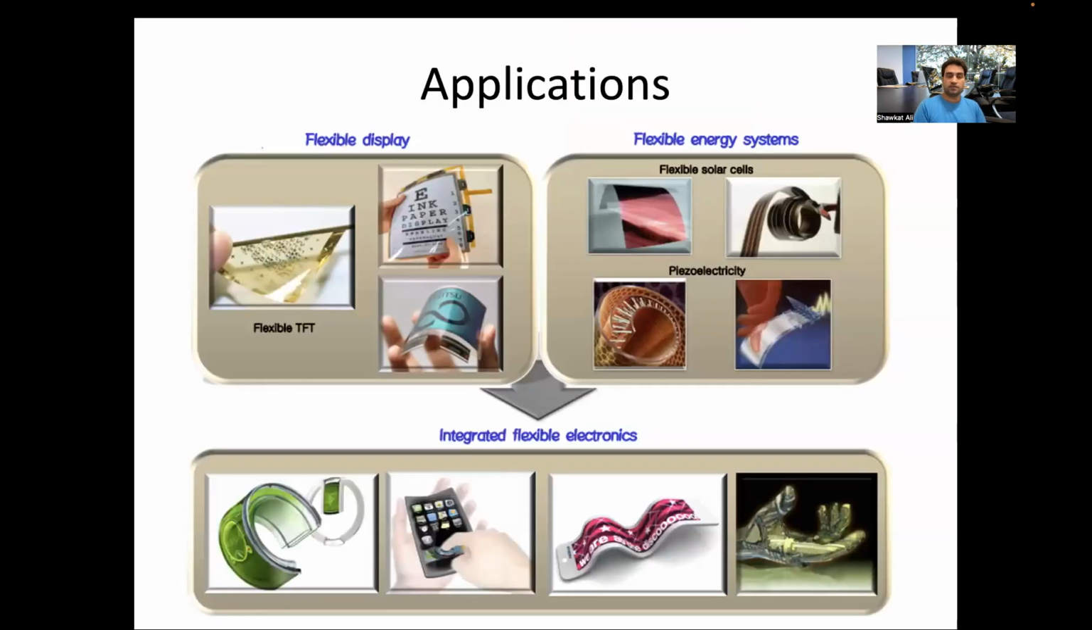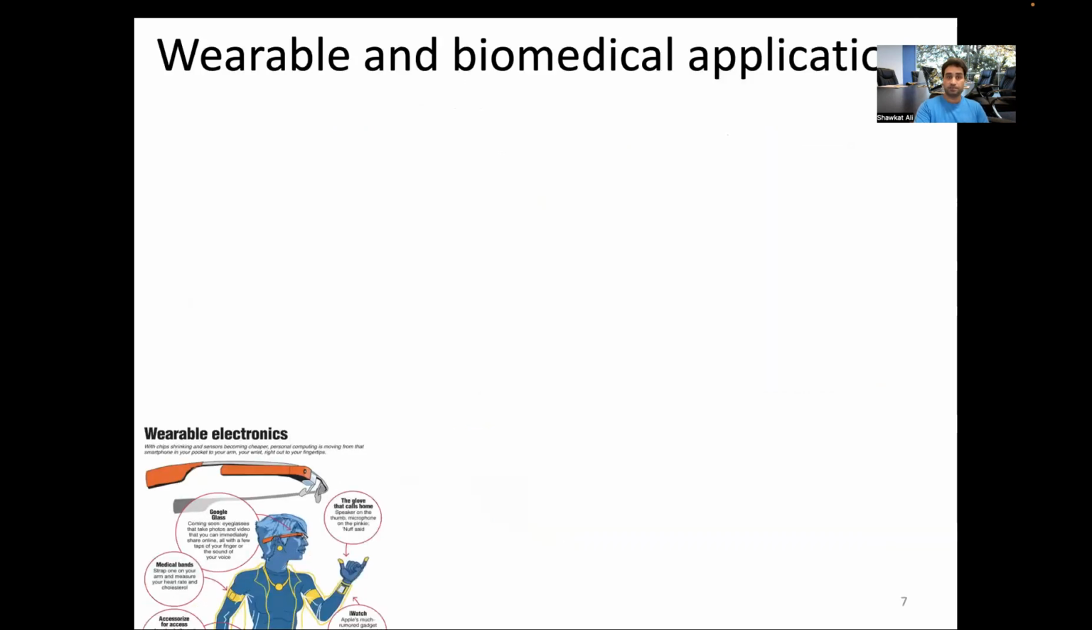A few applications of this technology are flexible displays that we are using nowadays in our cell phones, the foldable screens, and flexible energy systems such as solar cells and piezoelectricity that we use as nanogenerators to generate electricity from daily life activities. Integrated flexible electronics cover the entire system, like a smart wristband that can monitor biomarkers, a flexible smartphone, robotic arms which can mimic the human hand, and soft robotics.